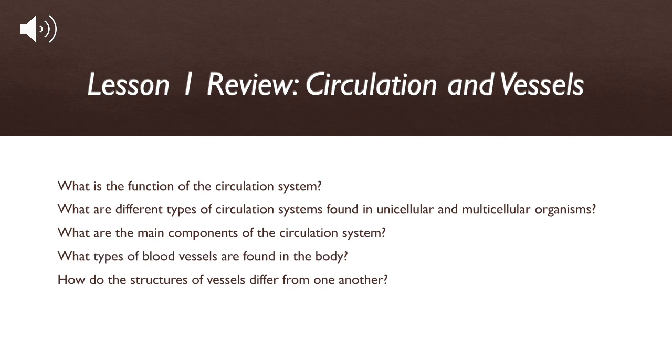How do the structures of vessels differ from one another? We know that capillaries are tiny and one-celled thick. We want to make sure that we understand that the vessel thickness is essential for diffusion. Arteries have these thick, smooth muscle layers in the middle, whereas veins are a bit larger in diameter but require the assistance of valves to keep blood moving back to the heart. And lastly, what are pulmonary arteries and veins? Just knowing where these vessels are located and how they're different from other arteries and veins.